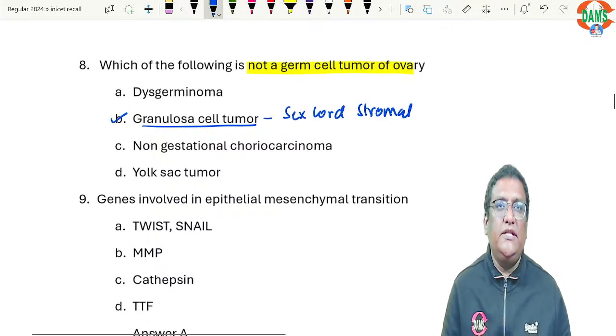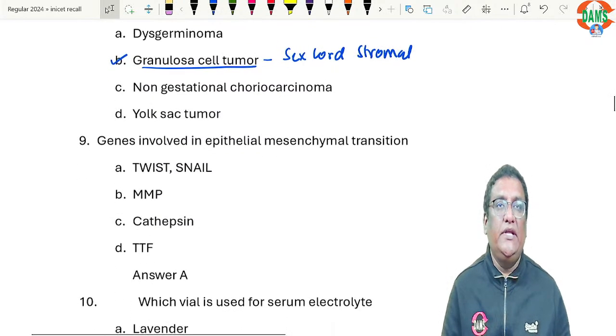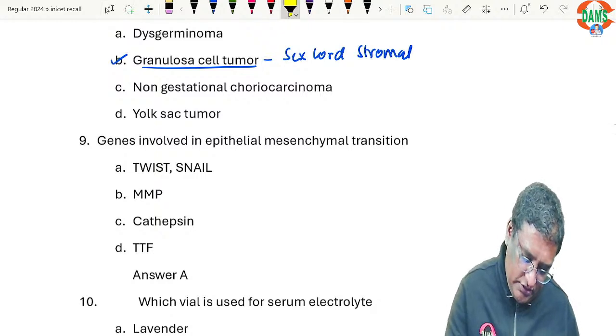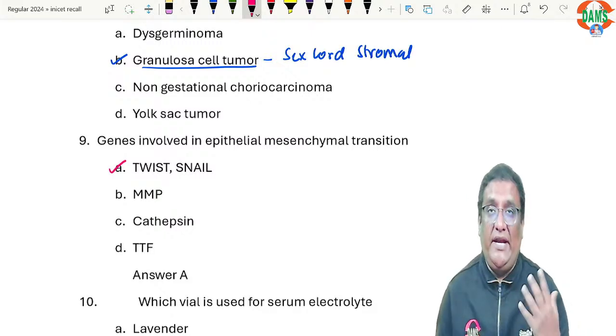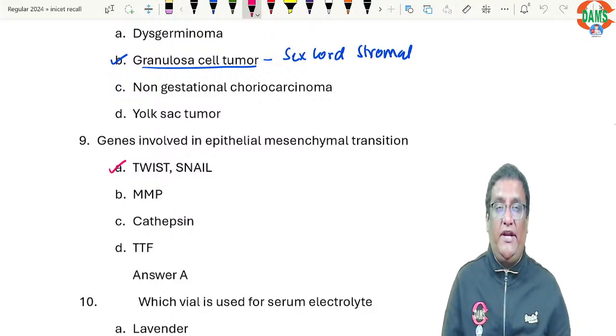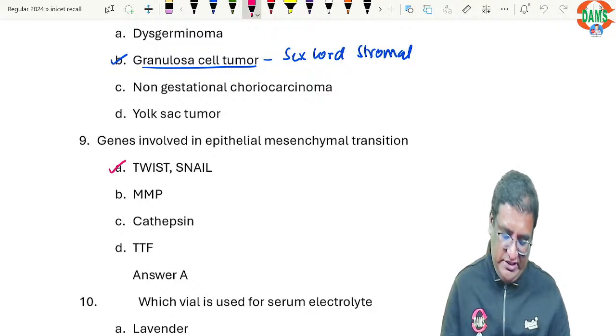Next, genes involved in epithelial mesenchymal transition. So what is involved? Answer to this question. This again we discussed. EMT was the first step of invasion and metastasis. In the class notes we already have it. Answer, twist and snail gene.